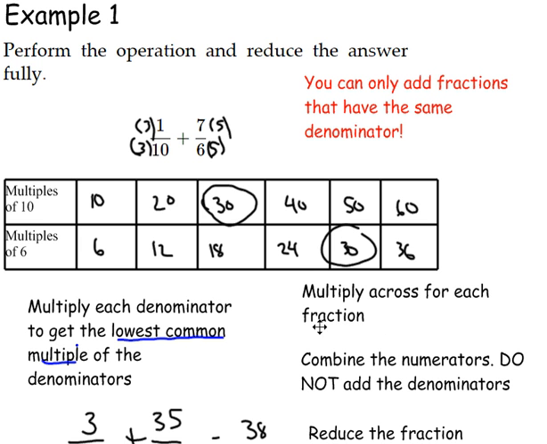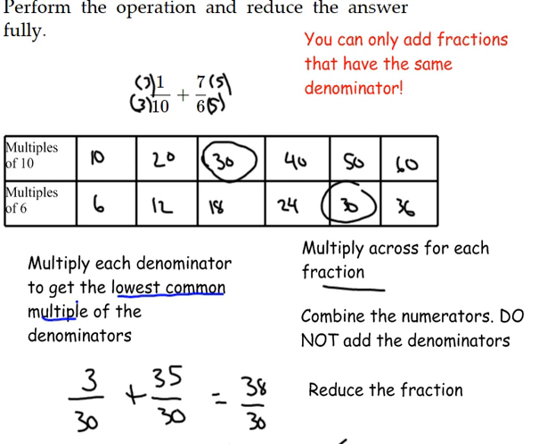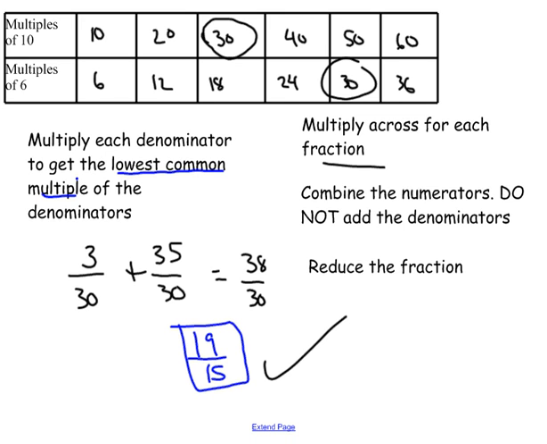You multiply across for each fraction. Then you combine the numerators. Don't add the denominators. Just combine the numerators. And then you reduce and you're done. And just so you know, you can check this on the calculator, but I'll show you how to do that in class, actually. Okay, let's go to the next one.